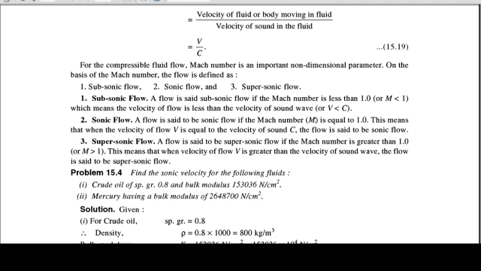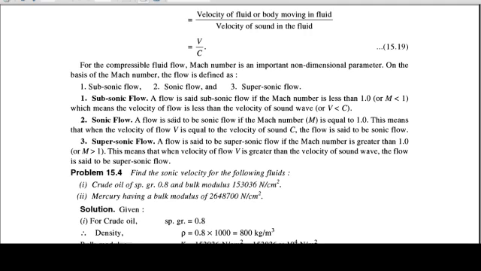Then the second law is the sonic flow. Sonic flow means when the Mach number is equal to 1, then the flow is said to be a sonic flow, or when the velocity of the flow is equal to the velocity of the sound, V is equal to C, then that time the flow is said to be a sonic flow.